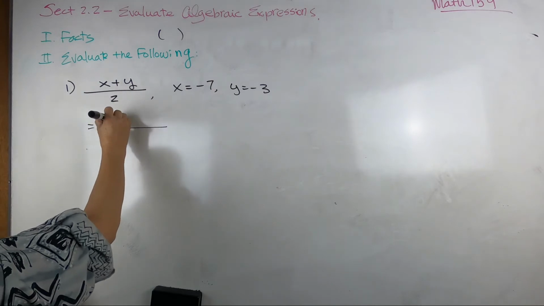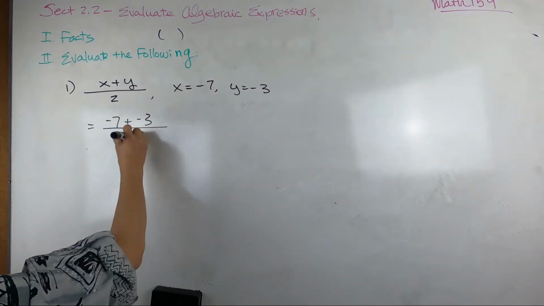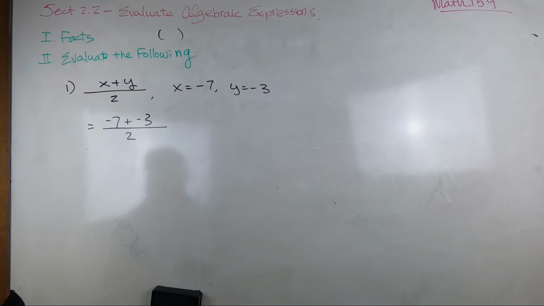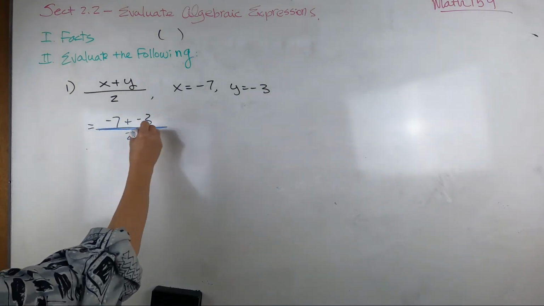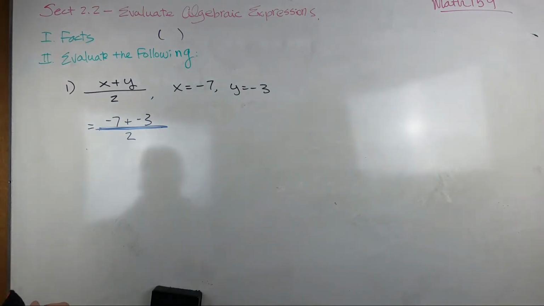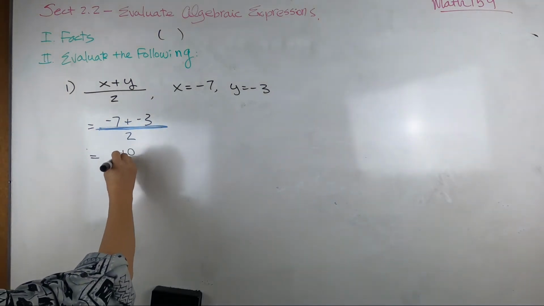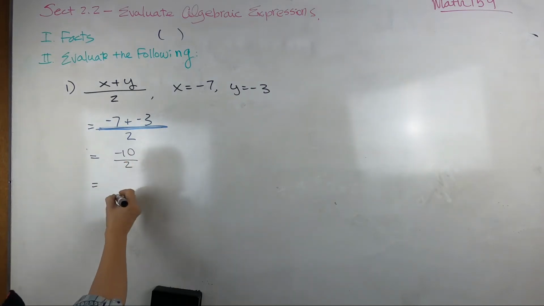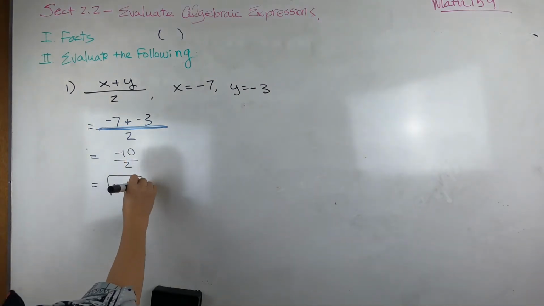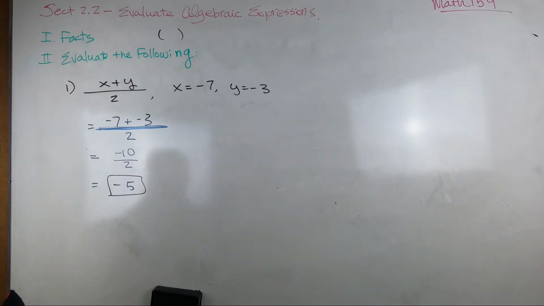You plug in -7 plus -3, divided by 2. Then we know that with fractions, this line is a group symbol. So you have to do the top and bottom separately before you put them together. So you have -7 plus -3, which is -10, divided by 2 is what? -5. So you should have a value of -5.